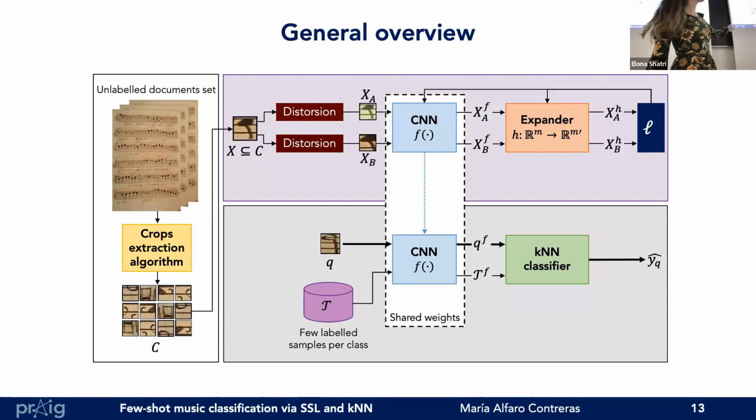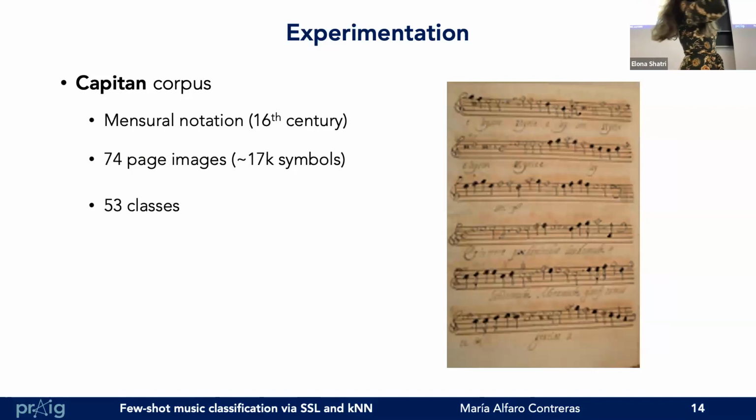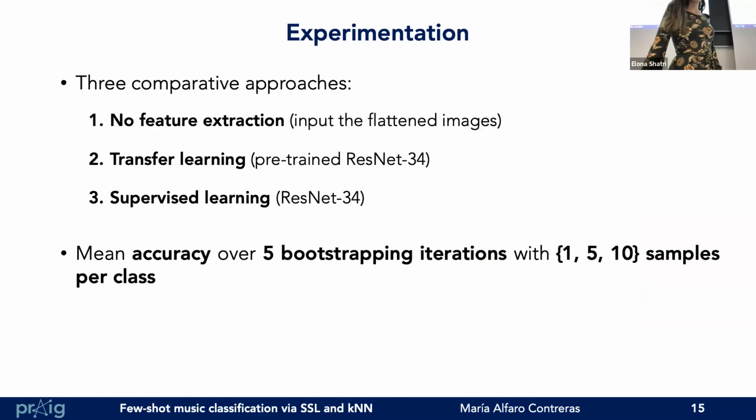So this is the complete overview of this few-shot symbol classification. We use the Capitan corpus to evaluate it. And we did many more experiments with other types of manuscripts, but they are not music related, so I didn't put them here. But we use the Capitan corpus to test its applicability to music symbol classification. And we compare our proposal with three different approaches, the first of which is to input the flattened images, with no feature extraction, just input these images into the KNN.